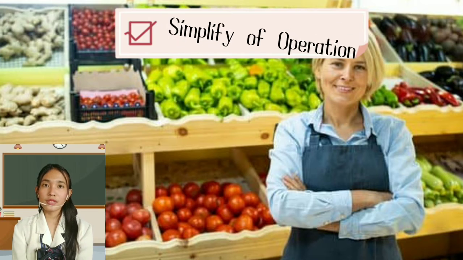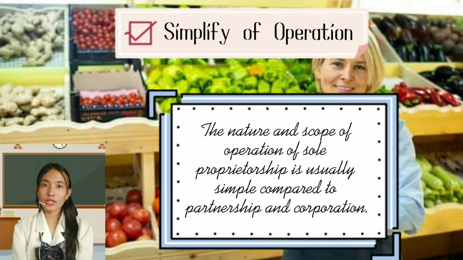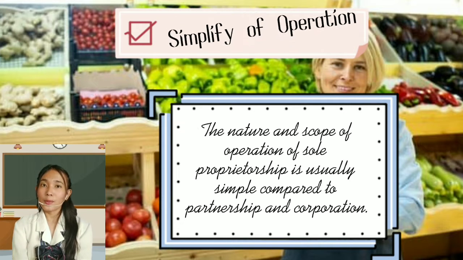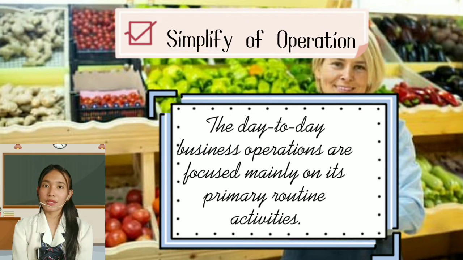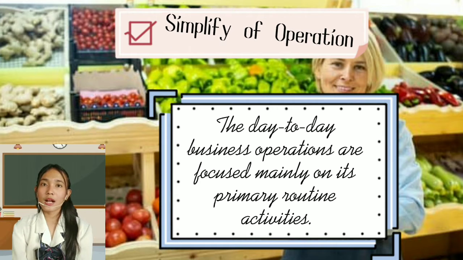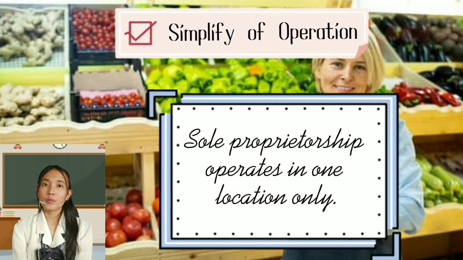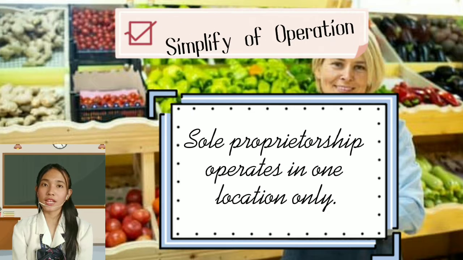Let's get into the first, which is the simplicity of operation. The nature and scope of operation of a small proprietorship is usually simple compared to partnership and corporation. The day-to-day business operations are focused mainly on its primary routine activities. In most instances, sole proprietorship operates in one location only.